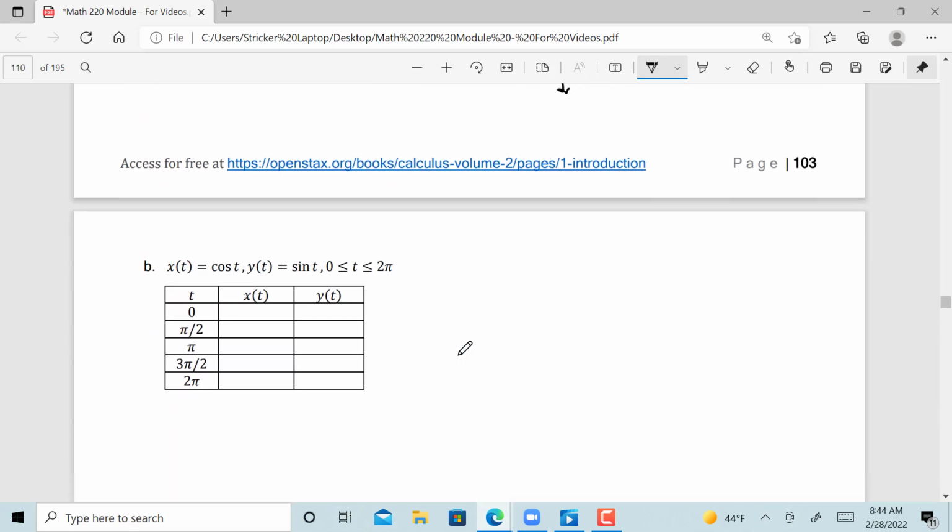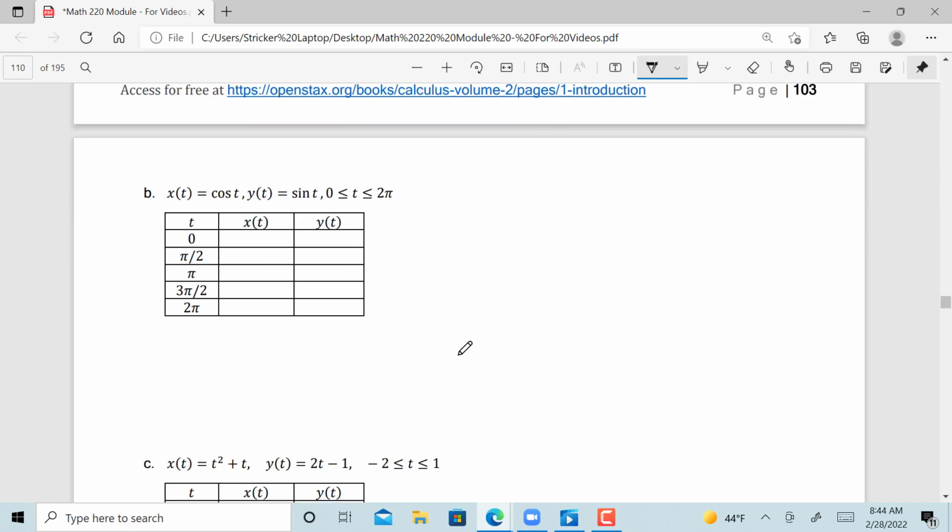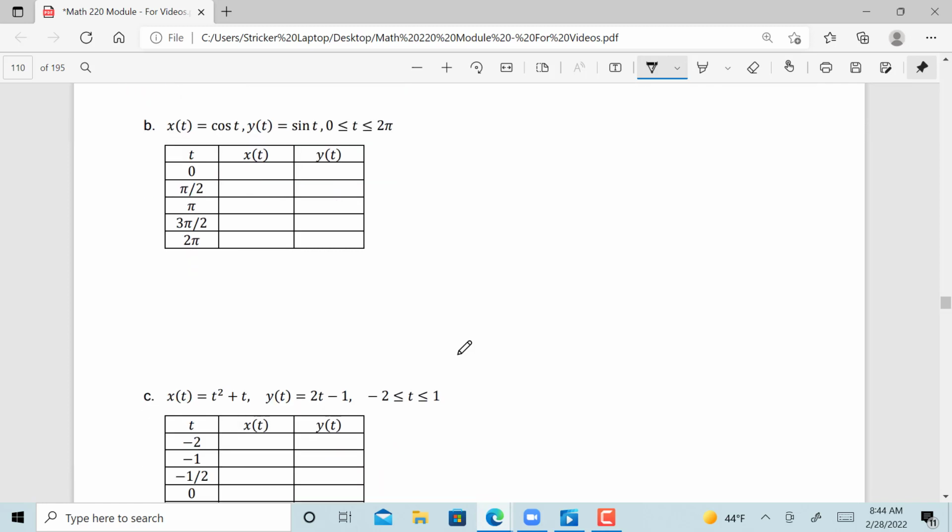We could keep going. You can see in example B that you have two more parametrically defined curves: x equals cosine of t, y equals sine of t, and then in C you have two more curves. I'm going to post the solutions for those since this is not really too difficult of a concept, but I want you to see how it works.